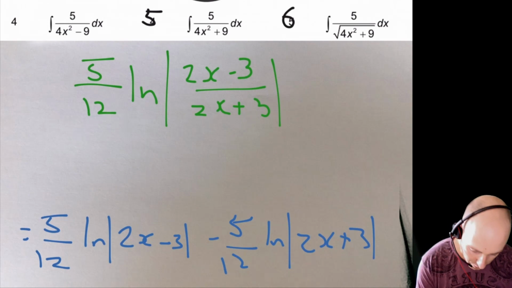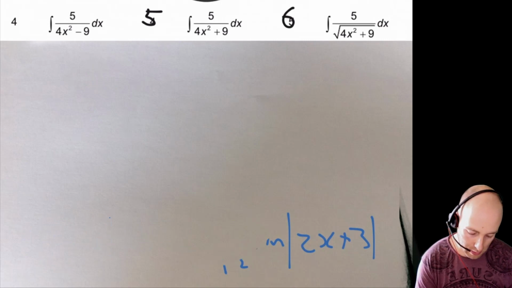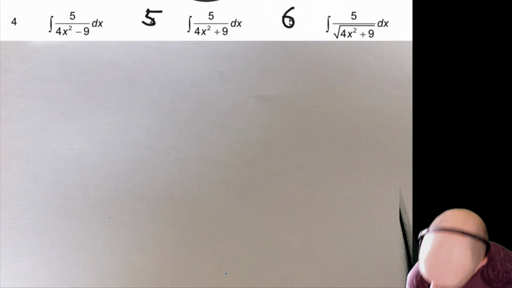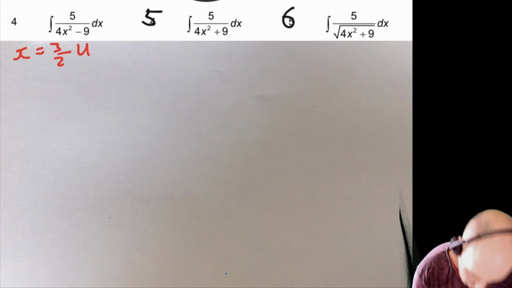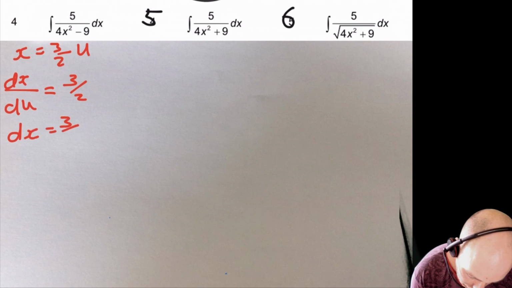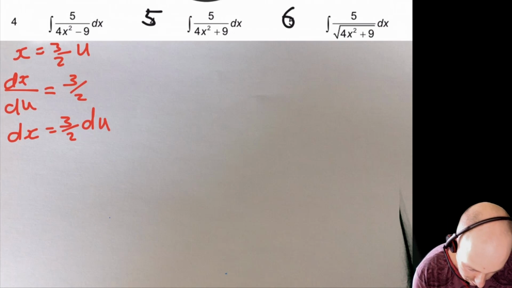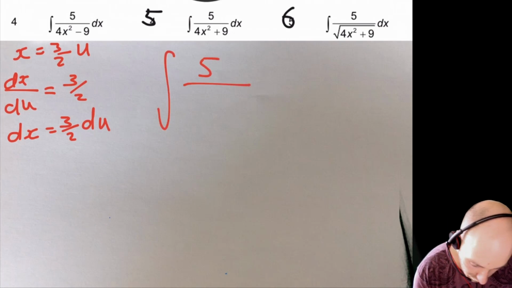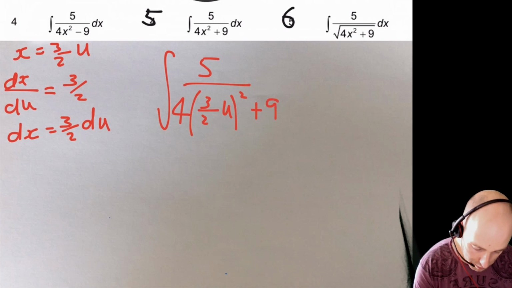Okay, so question 5 and 6. 5 first of all. So I gave you guys the hint. Use, what did I say? x equals 3 over 2 u. So if we differentiate that, dx by du is 3 over 2, and we know dx is 3 over 2 du. So my integral is going to become the integral of 5 over 4 lots of (3 over 2 u) squared plus 9, times by 3 over 2 du.